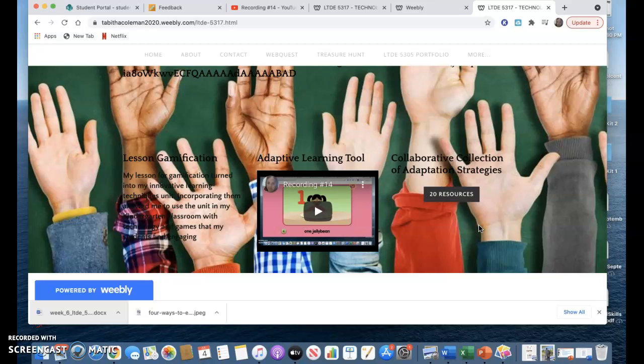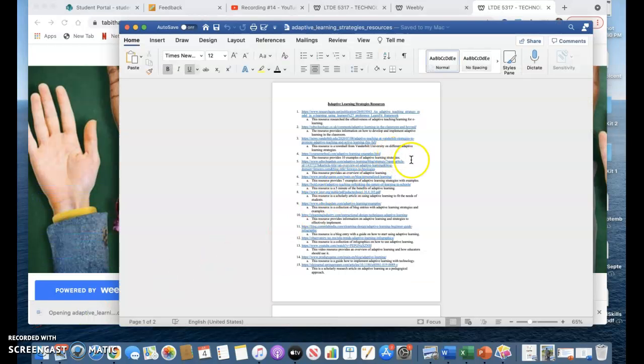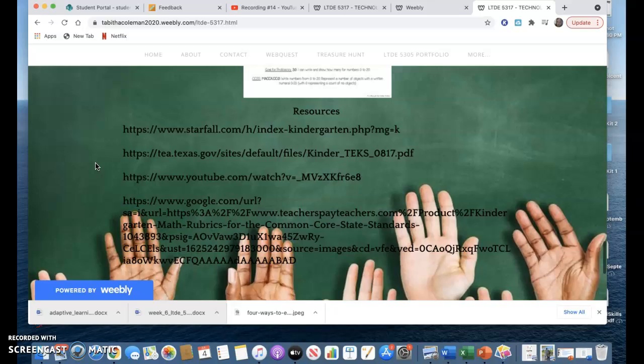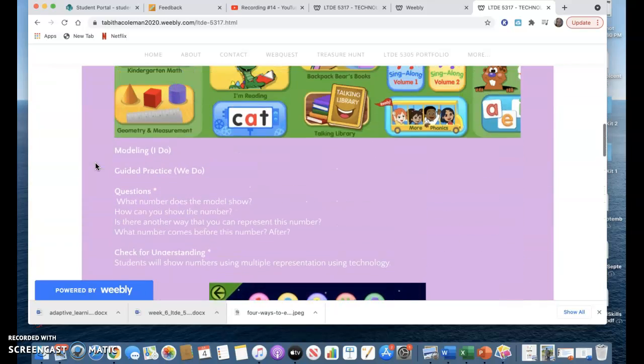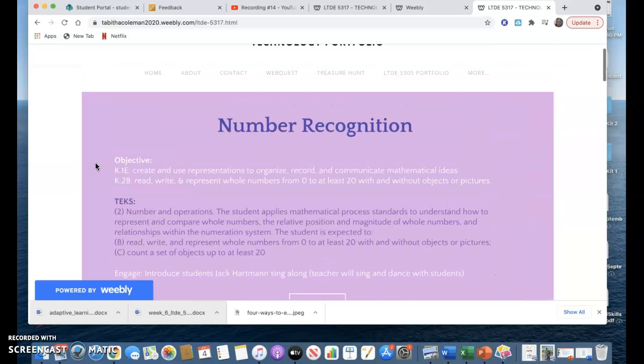And then the collaborative collection of adaptive strategies was something else that we used in class, and it's just a bunch of different resources that I found interesting or that I have used throughout the year. So I hope that you enjoy my portfolio and you can use some of the tools that I used. Like I said, Starfall is awesome. So check it out.